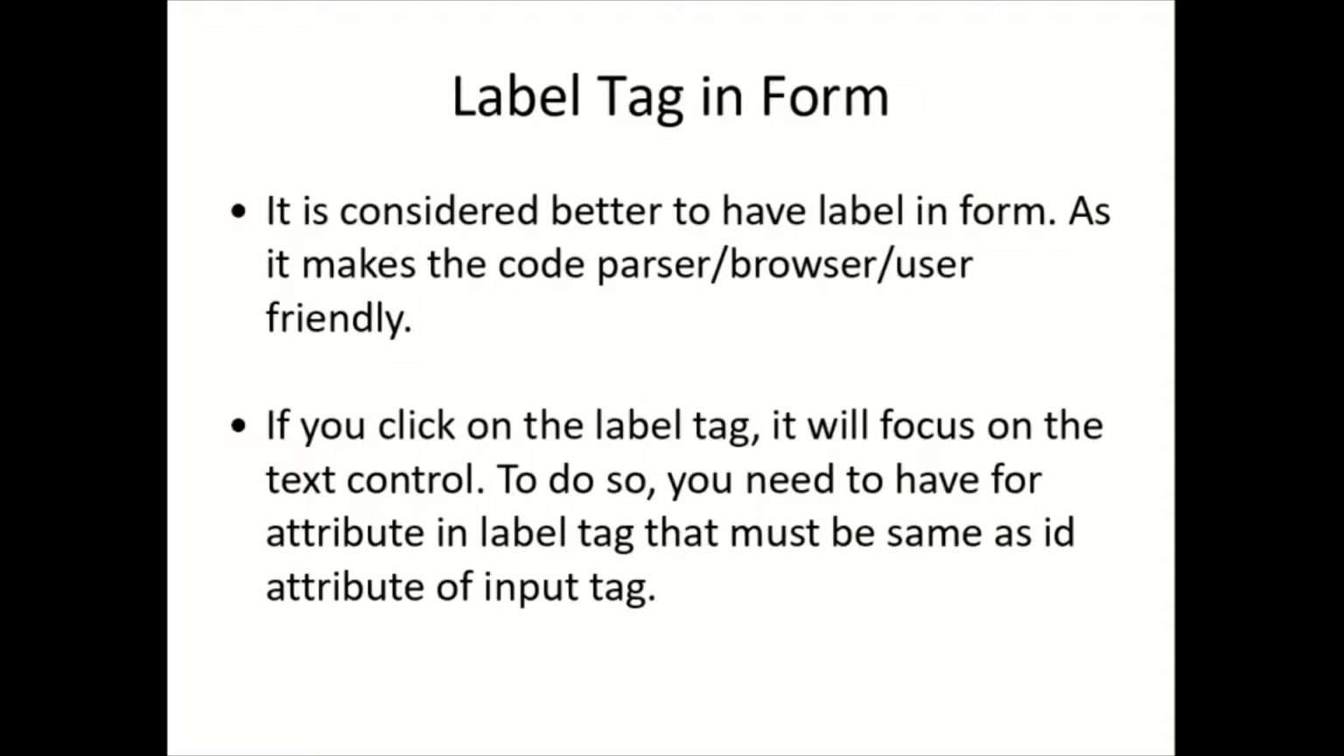There is a maximum chance that the user will enter the first name in that input field, because I mentioned that this input field belongs to the first name or the last name. Based on the label, we will accept data from the user. If you click on the label tag, it will focus on the control text. This is another advantage of the label. To do so, you need to have the for attribute in the label tag, which must be the same as the ID attribute of the input tag. We'll understand this in the coding section, so we'll see it in action.